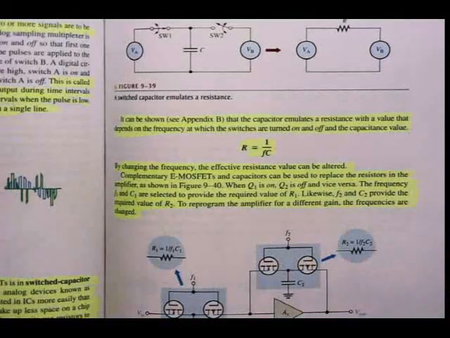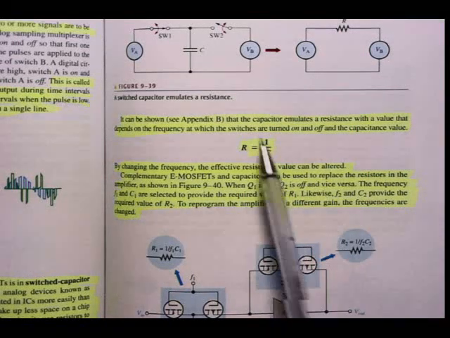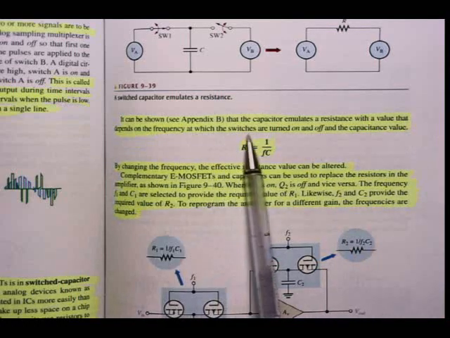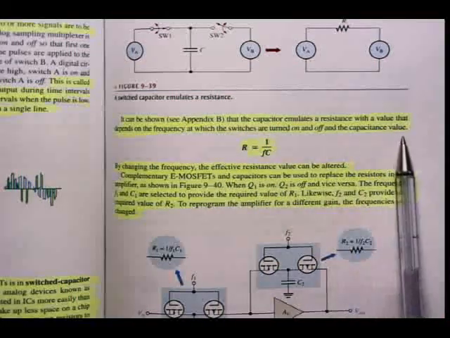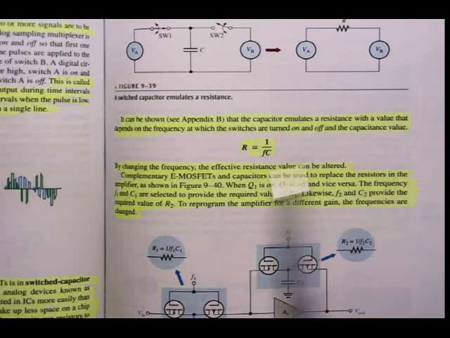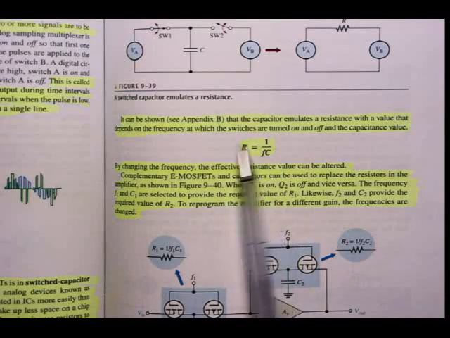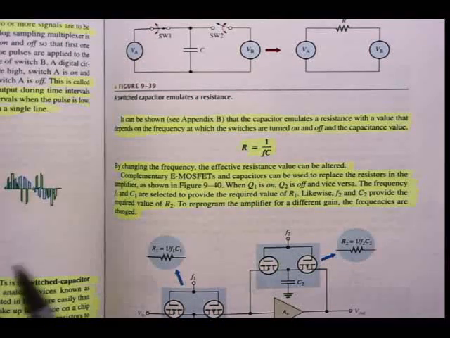All right, if we refer back to the textbook, you should be familiar with this. It can be shown in Appendix B in the back of the book that the capacitor emulates a resistance with a value that depends on the frequency at which the switches are turned on and off, and the capacitance value. So there's the equation. R is equal to 1 over fC. So you can see as I change the frequency, the value of R is also going to change. All right, so how is this done?